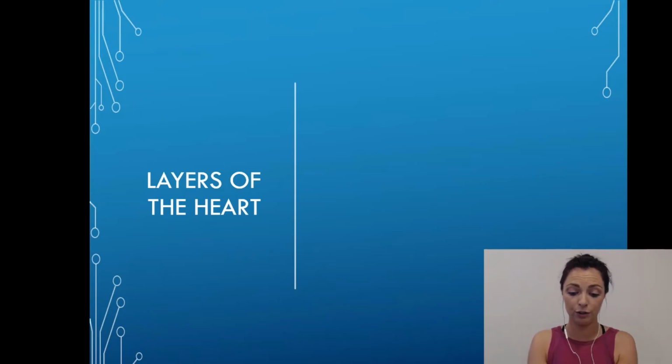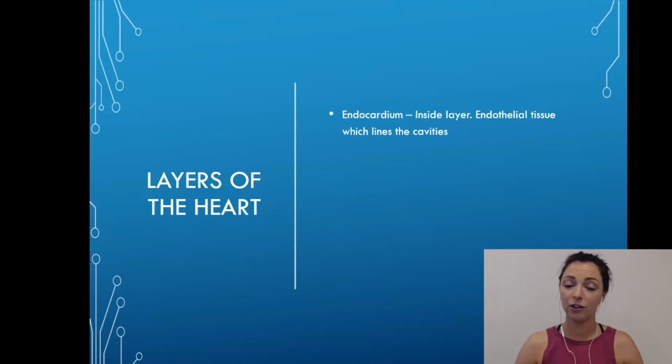So if I had a heart in front of me and I cut it in half, I could see the outline of the heart. There's 3 separate layers that are surrounding the heart. EMP is how you're going to remember it. So the endocardium is the inner layer of the heart. It's made up of endothelial tissue, which just lines the cavities.